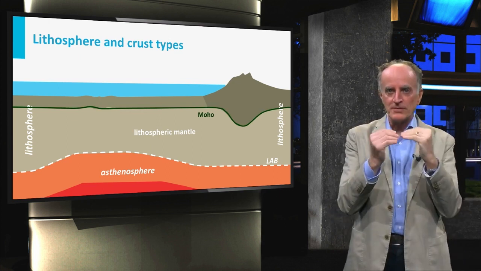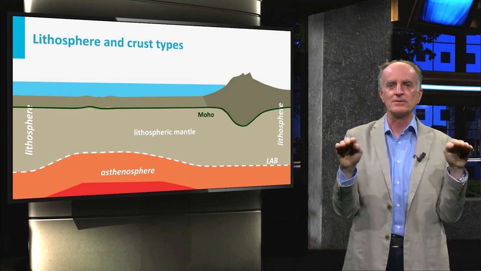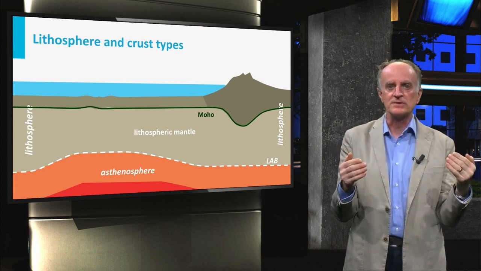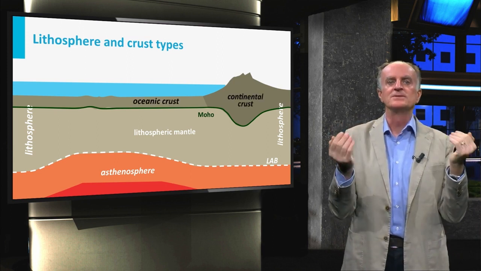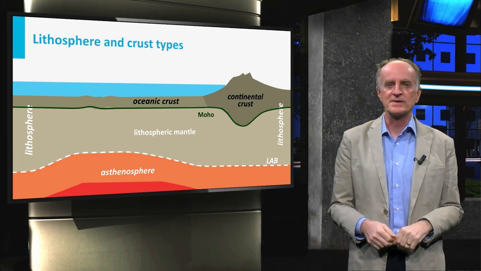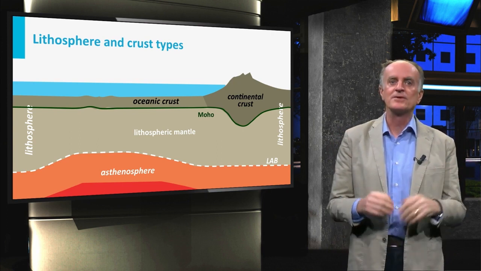The domain below the moho is the lithospheric mantle and is composed of cold and strong rocks. Layers above the moho belong to the crust. Two very different types of crust are known, the oceanic crust and the continental crust.